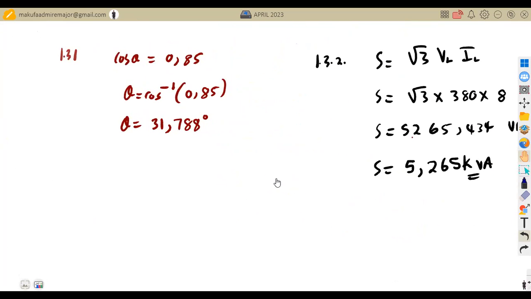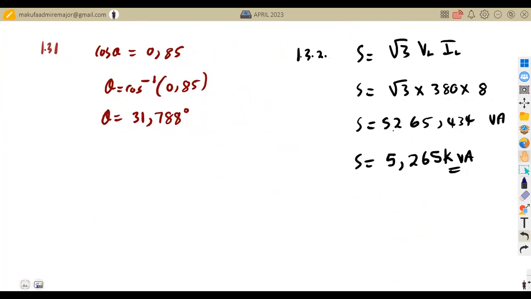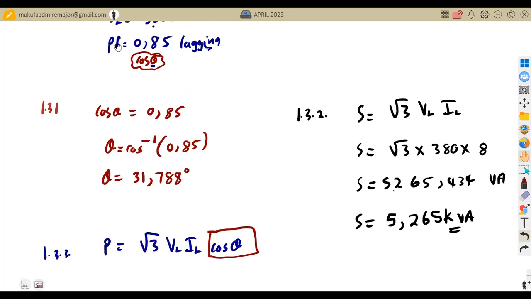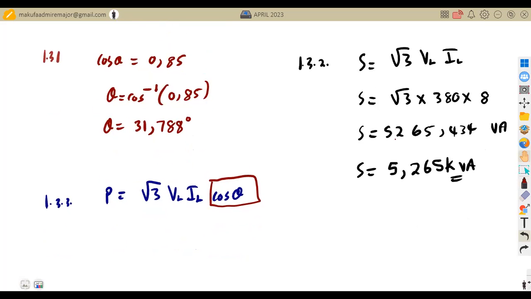So how are we going to calculate our true power? That's the question. All right, so 1.33, remember, the true power is given as square root of 3 VL IL cosine of theta. But knowing that this cosine of theta represents our power factor, that's the power factor in this case. Remember, we say the power factor here, that's our cosine of theta. So we're simply substituting this part as it is before.